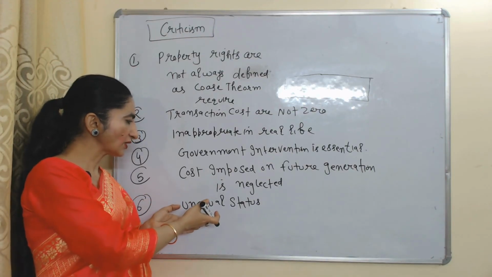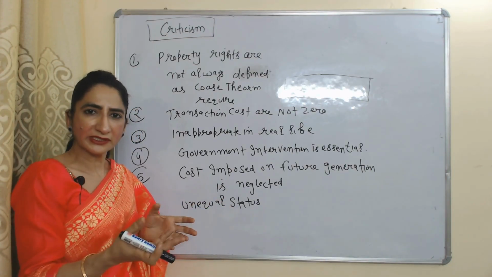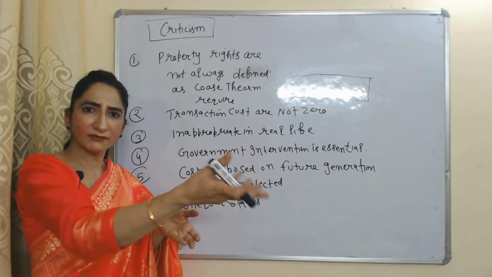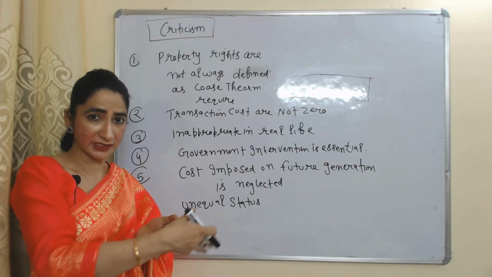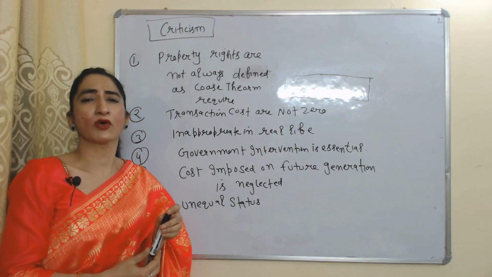And this theory assumes equal status. According to this theory, the businessman will do bargaining with the fisherman. But how is it possible? The businessman can easily dominate him. So this is all about Coase theorem.